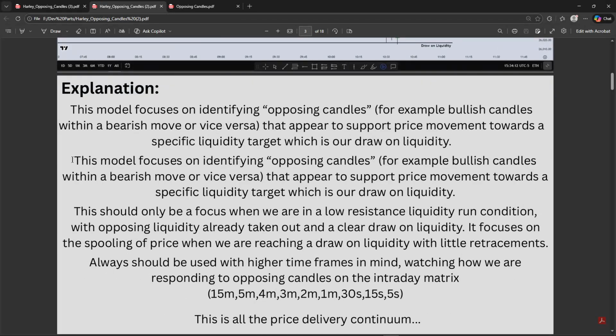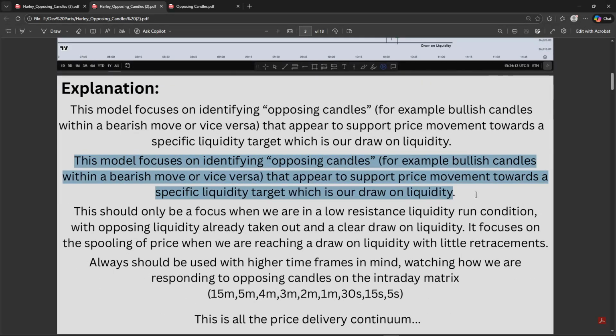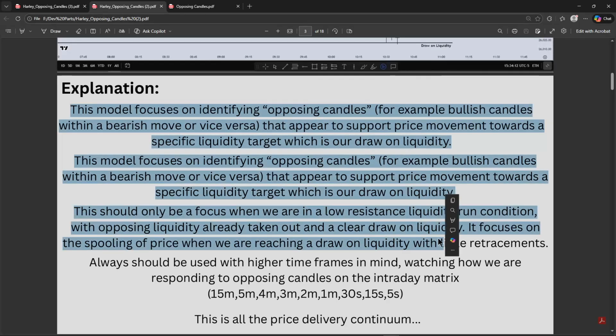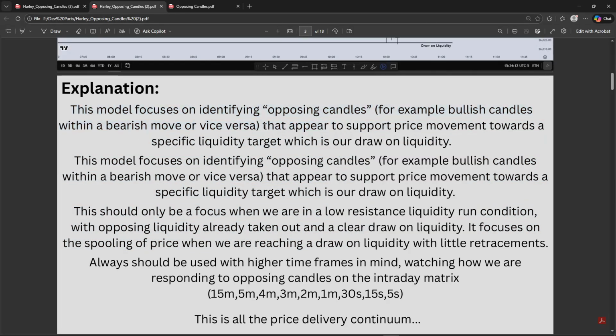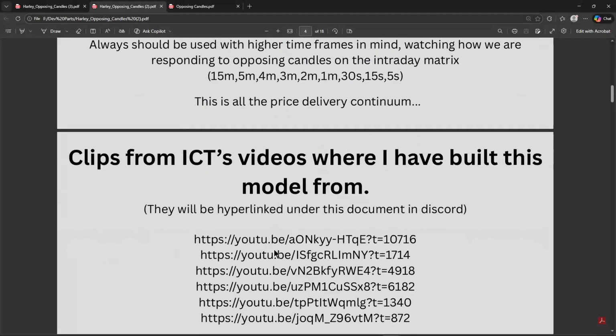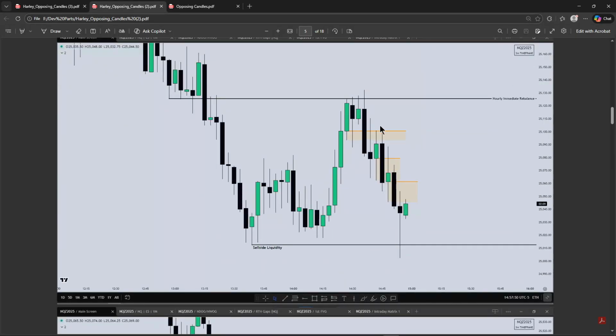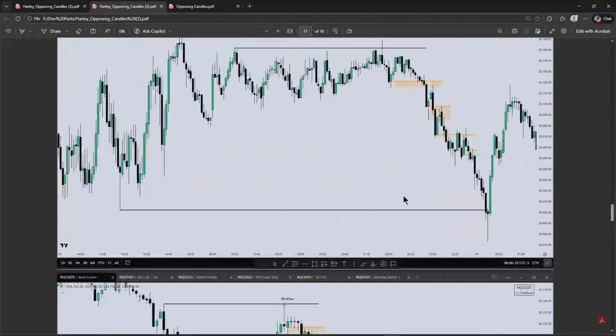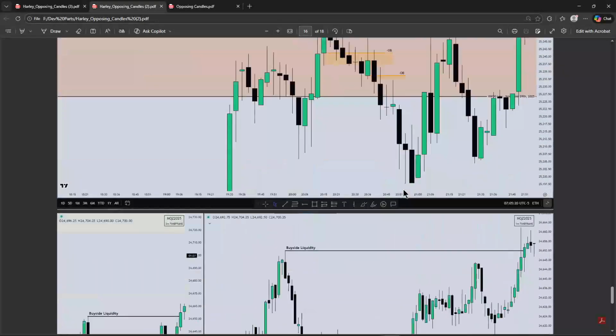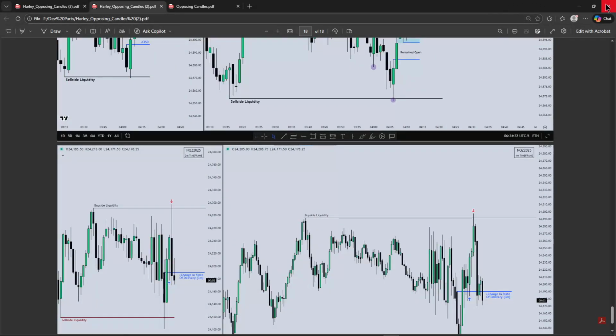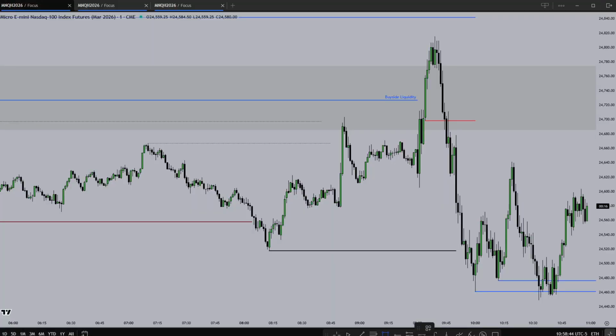Ignore this a little bit. This is copied, the same text as that, but opposing candles that appear to support price moving towards a specific target, drawing liquidity. And there's a couple of clips of ICT saying that model himself, but obviously not saying it as a model. And then there's some examples. I'll show you that one.